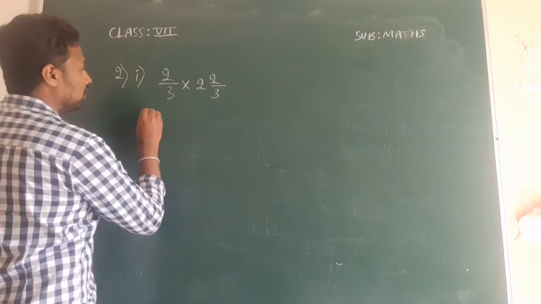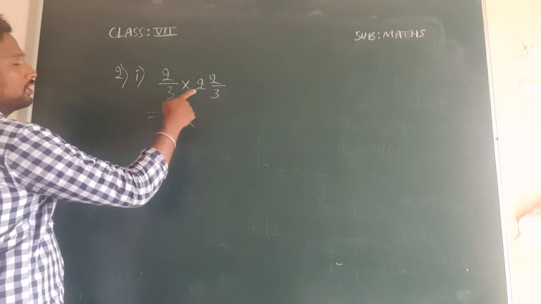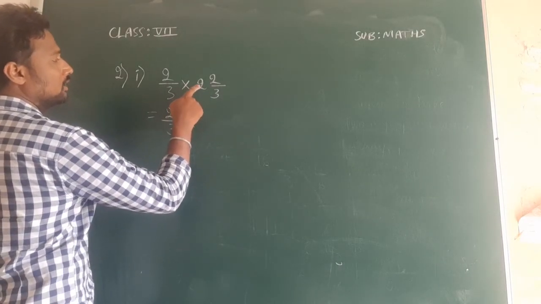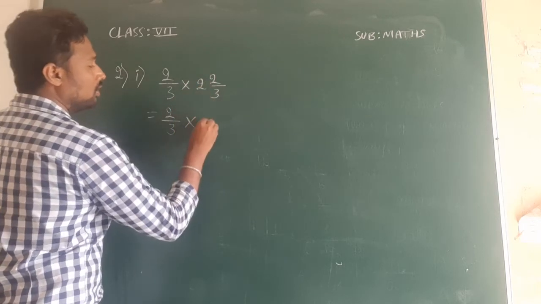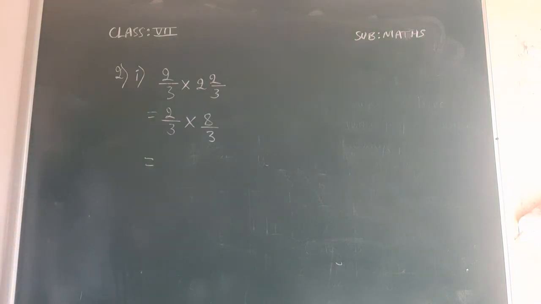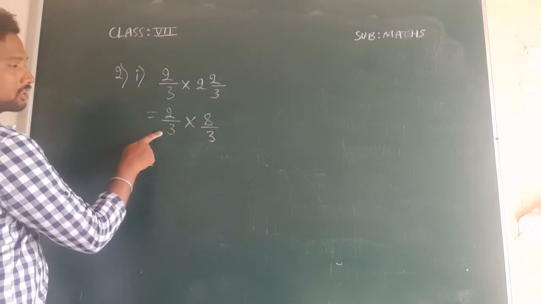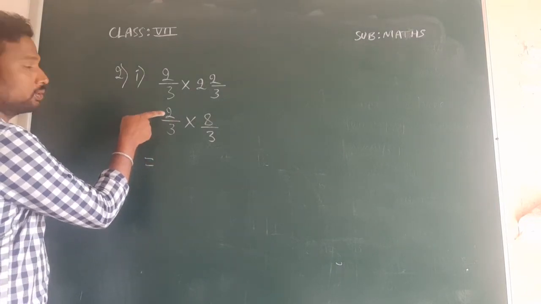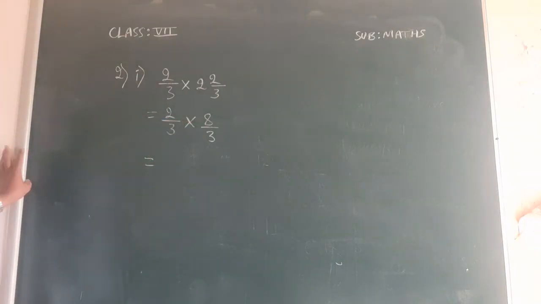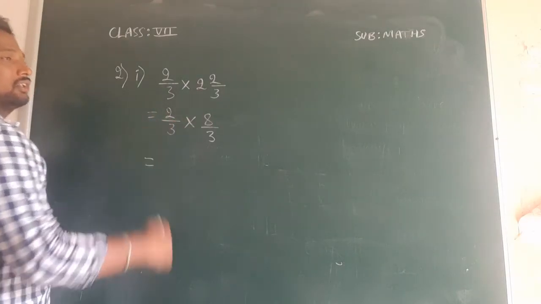How will you convert? First I will write 2 divided by 3 as it is. Next, while converting, first you have to multiply: 3 into 2 means 6. And then you have to add 6 plus 2, 8. 8 divided by 3. Now you have to multiply. Again I am telling you, if it is possible, you can divide first. You can check: is this 2 divisible by 3? No. And 8 is also not divisible by 3. So we cannot divide 2 and 8 by 3.